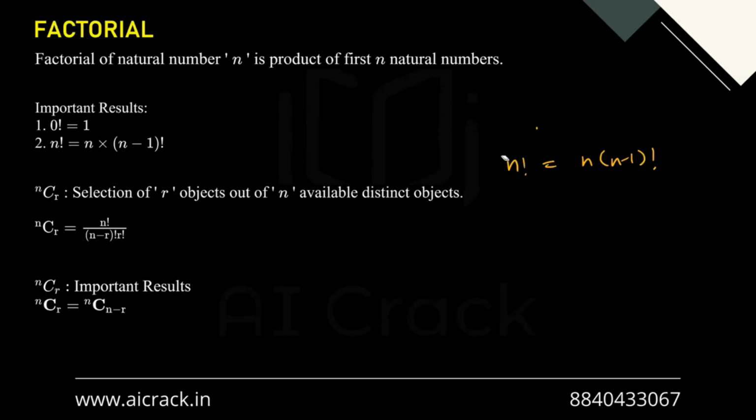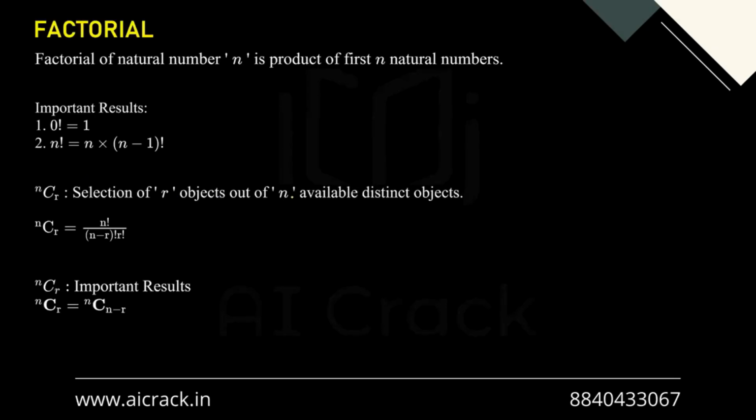Now here are few important results. The second property, n factorial equals n into (n minus 1) factorial, we have already talked about, and the first property, that is 0 factorial equals 1, we'll be talking about a little later, after discussing nCr. So before defining nCr mathematically, let's try to understand the idea behind nCr. Basically, it means selection of r objects out of n available distinct objects. Here, distinct is the keyword. You don't have to miss this keyword in any of the questions which we are going to solve in binomial and specifically in PNC, right?